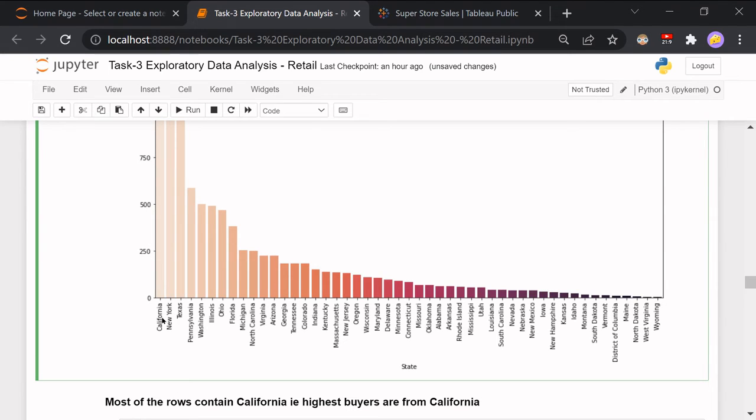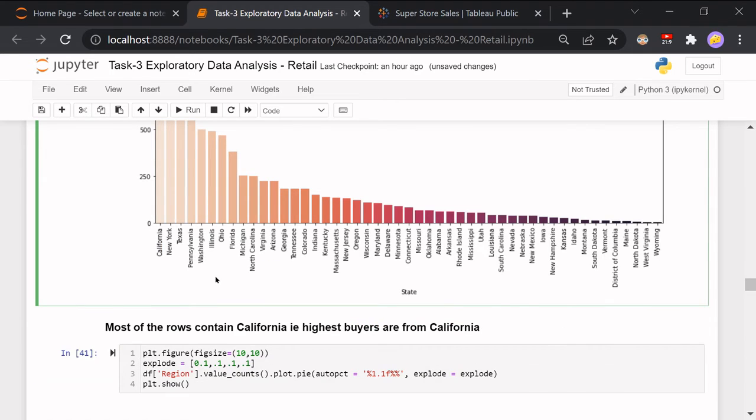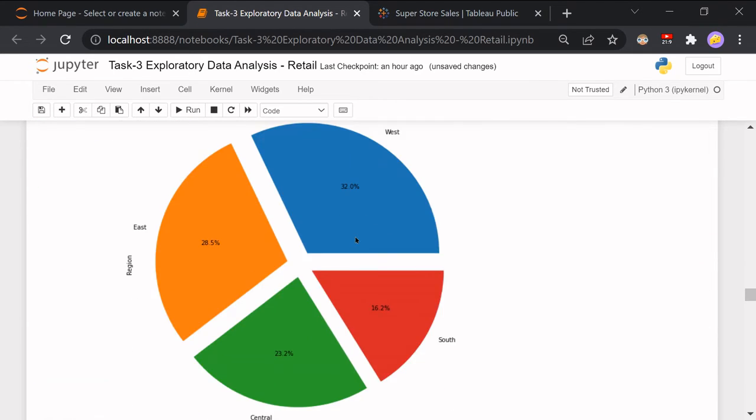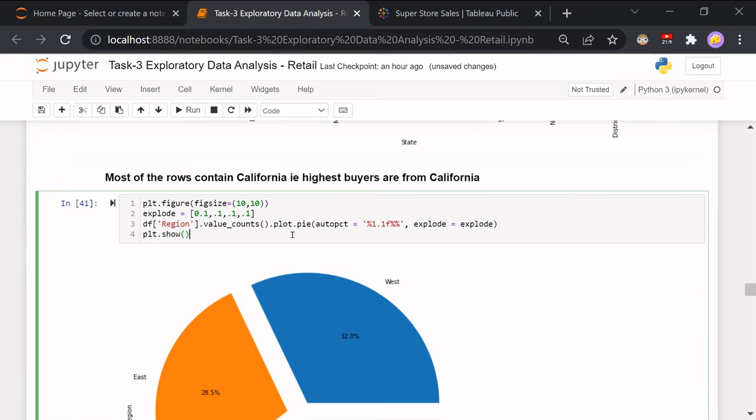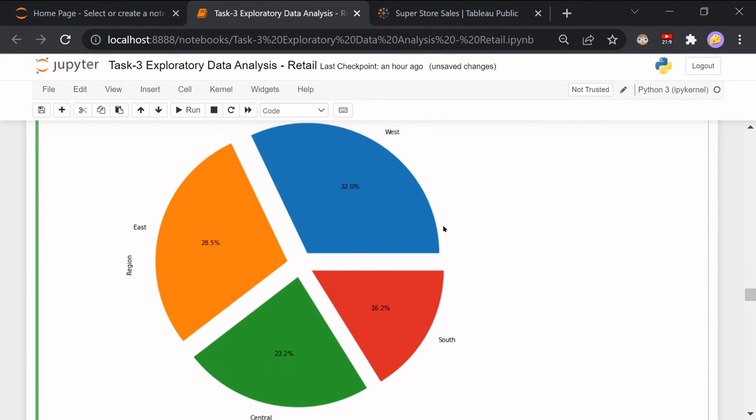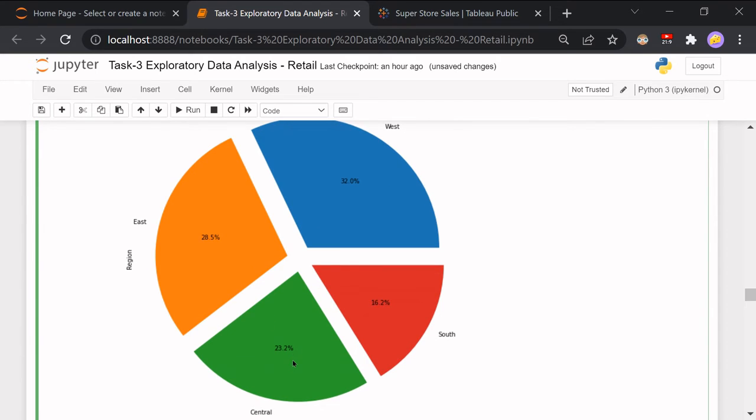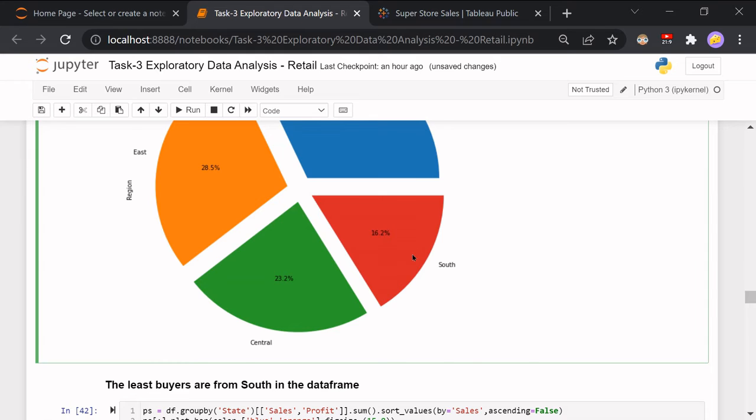As we know, from Texas, New York, and California, the most buyers are from here. This is our pie chart, and this pie chart is about our region. As you can see, 32% of values are from the west, approximately 30% from the east, 23% from the central, and 16% from the south.